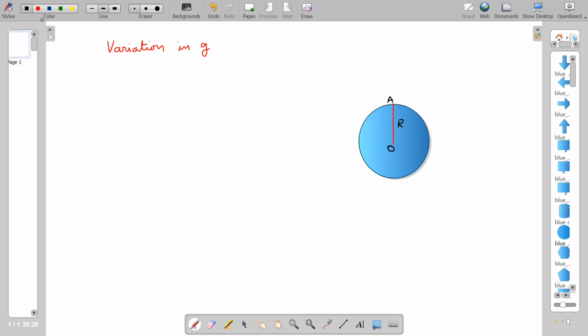At point A, g on the surface of the Earth, that is g equal to capital G M by R square. So g on the surface of the Earth, that is g is equal to GM by R square.